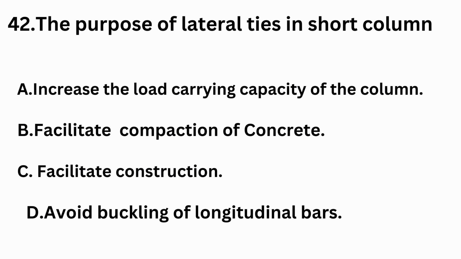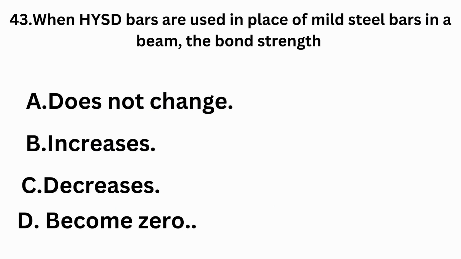The purpose of lateral ties in a short column is D. Avoid buckling of longitudinal bars. When HYSD bars are used in place of mild steel bars in a beam, the bond strength B increases. Bond strength increases when HYSD bars are used instead of plain bars. Higher grade concrete is used. Increased length of embedment, hooks or bends are provided. Mechanical anchorage is employed.